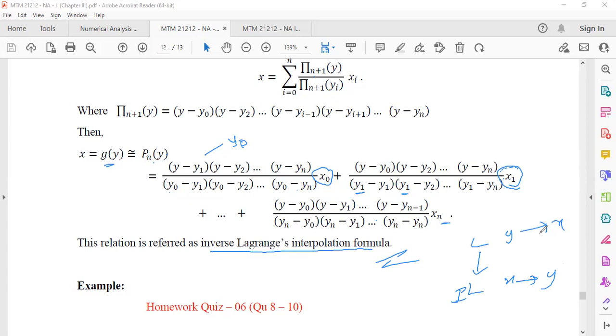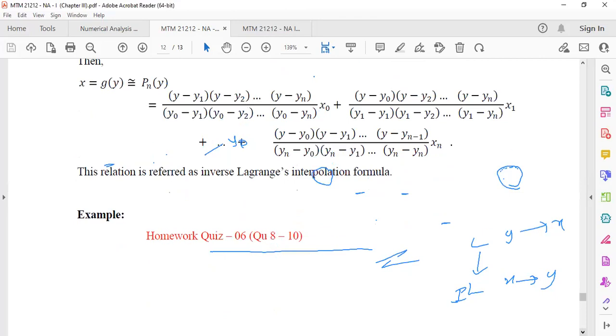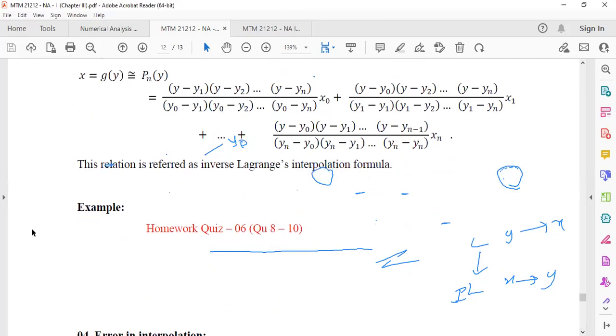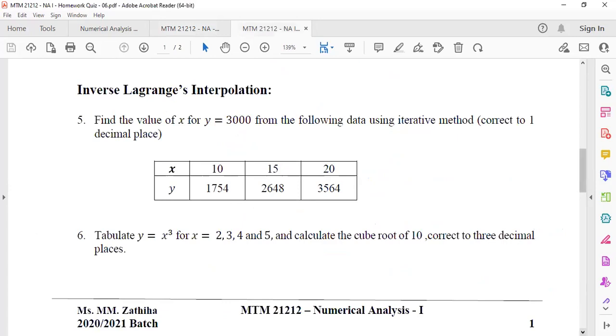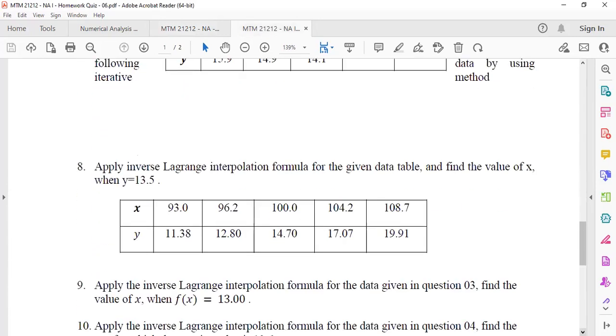Okay. Let's do one question regarding it, so I hope you will understand well. It's the homework quiz number 6, I think 8 to 10, class to the last point. So you will have this kind of question. Let me do one question, then you can do the rest. Let's go for question 8.